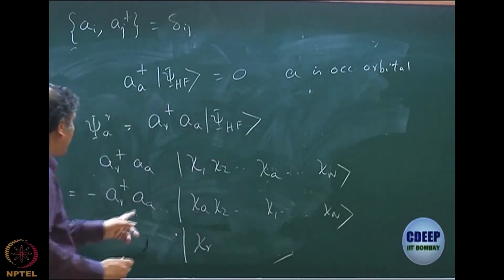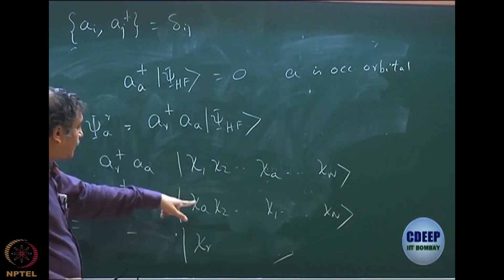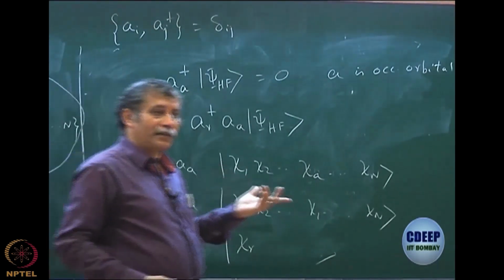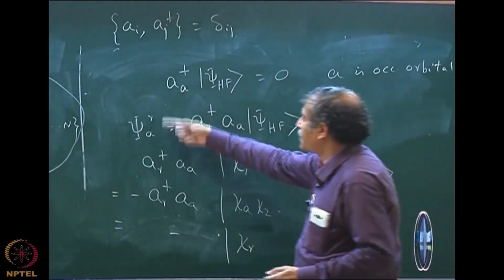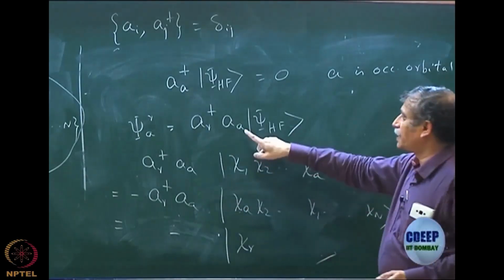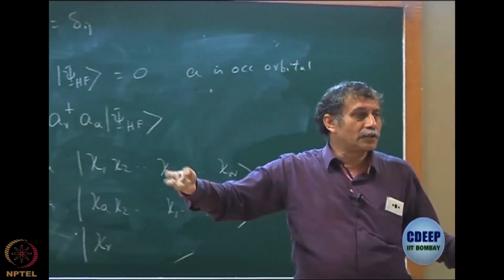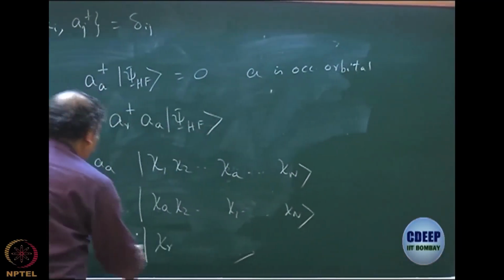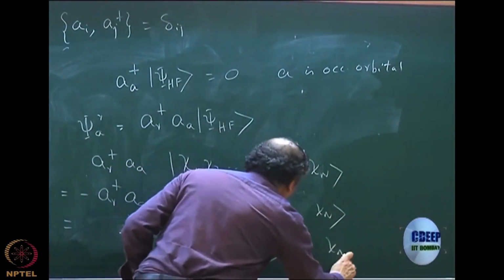I hope that is very clear, because a A will destroy immediately to the right, R dagger will create immediately to the left, and remember this creation is allowed because R is a virtual orbital, right. R is a virtual orbital, because I am writing psi A R. So, I hope it is understood that A is occupied, R is virtual. So, obviously it is not present in Hartree-Fock. So, I can create, and it will create right here with the minus sign, chi 2, chi 1, chi n.